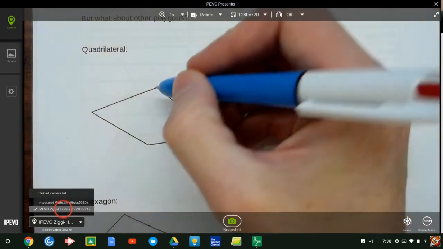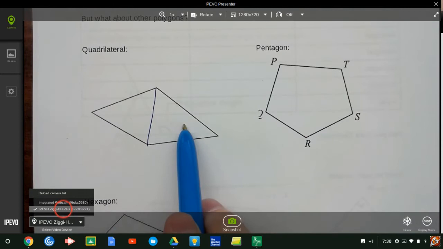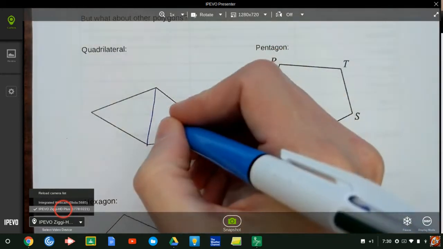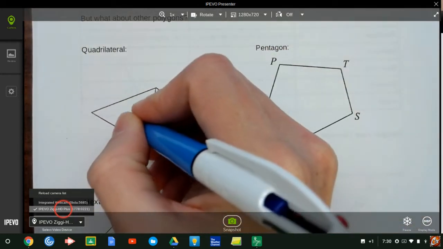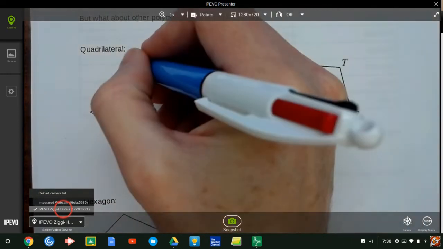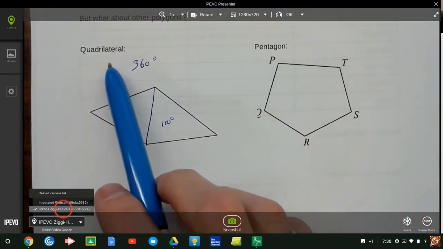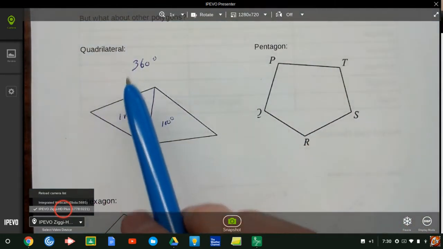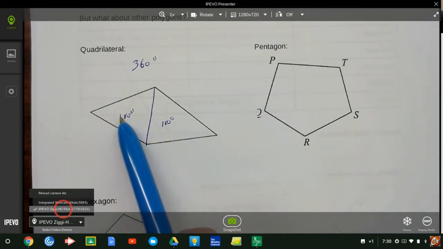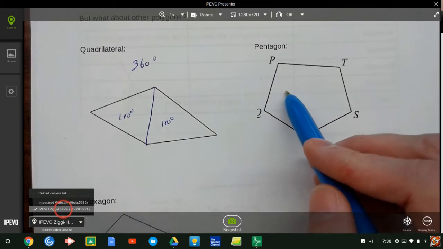But if you don't, suppose we just throw in a diagonal here, and now I've created 2 triangles. So that means there's 180 degrees in that triangle and 180 degrees in that triangle. So together, that's 360 degrees. So if you can't just flat out remember that a quadrilateral sums to 360 degrees for the angles, we can always break it up. Using that same idea, what about a pentagon?